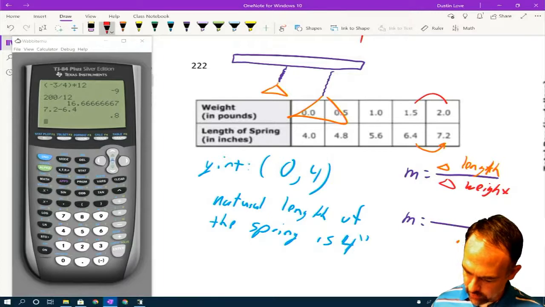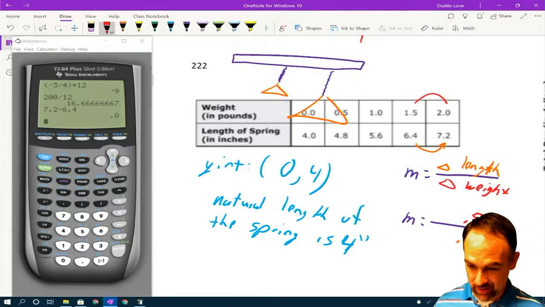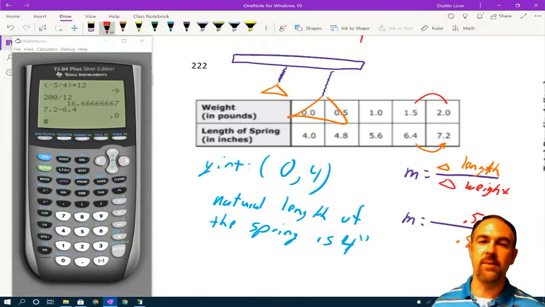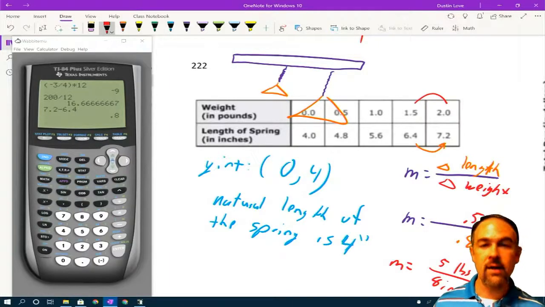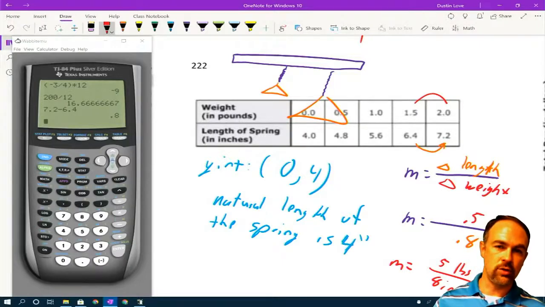And then from 1.5 to 2, that is 0.5 pounds. Okay, now I need to reduce that fraction. And honestly, when you have decimals like this, the easiest way, I said reduce, I'm sorry, I meant simplify. The easiest way to simplify that fraction is to multiply by 10 to get rid of those decimals. So we got 5 pounds for every 8 inches, which means every 5 pounds I add on, the spring is going to get 8 inches longer.